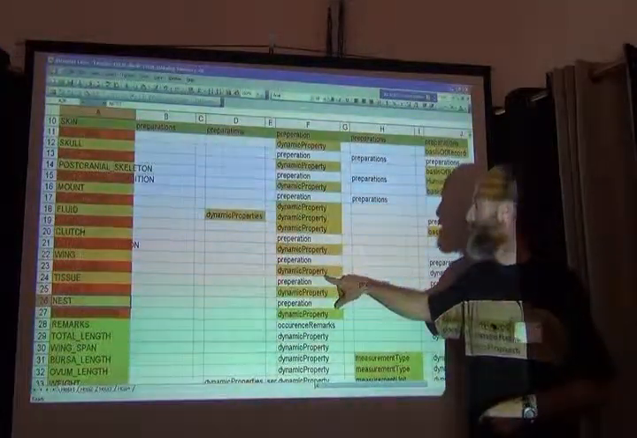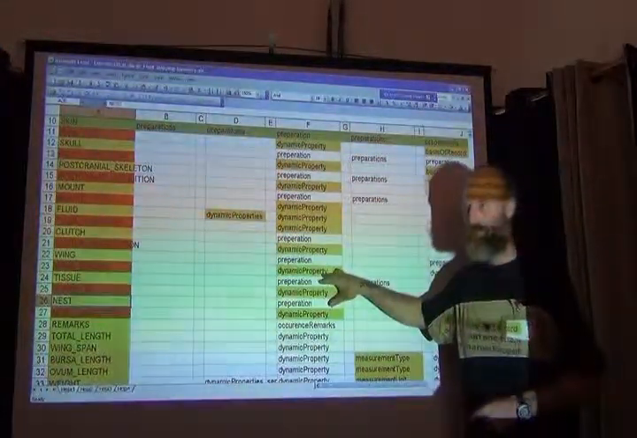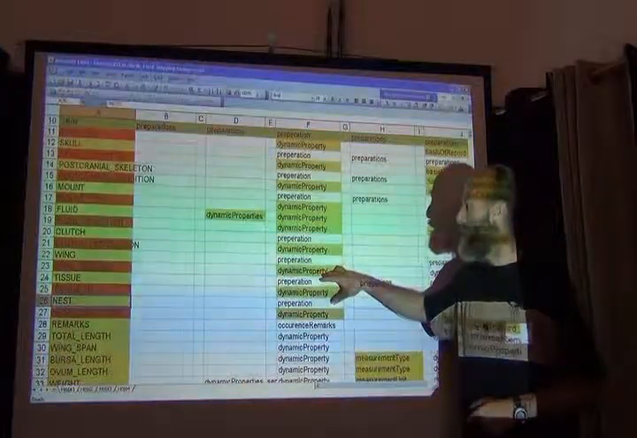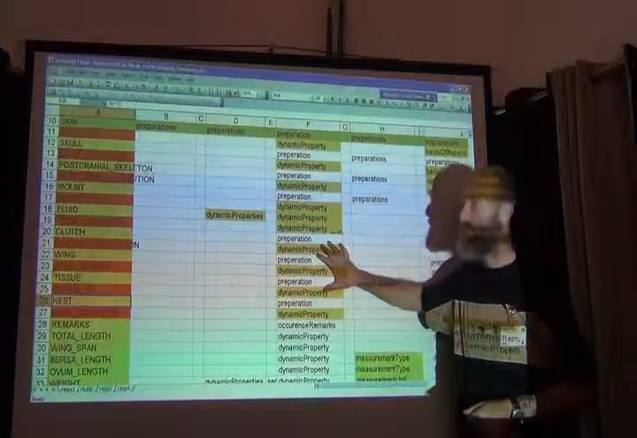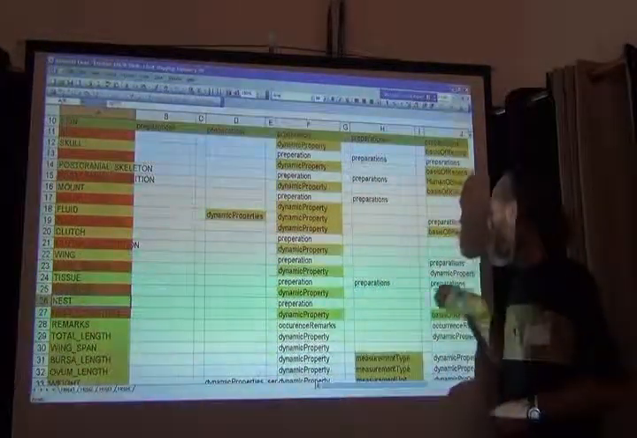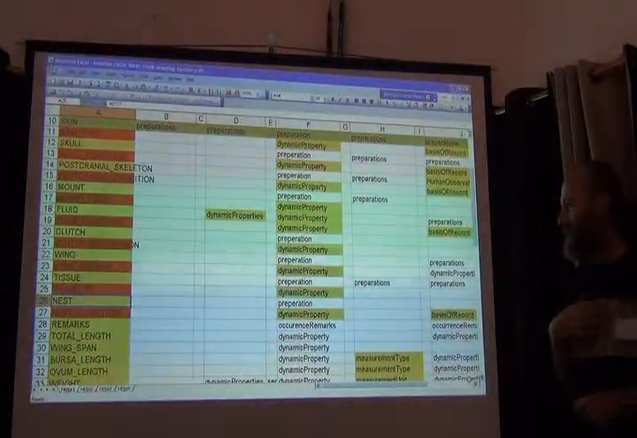So that can be done. But I think it would be more useful for the end user to keep all the preparation information together. And so that's why I chose to do it the way that I did.